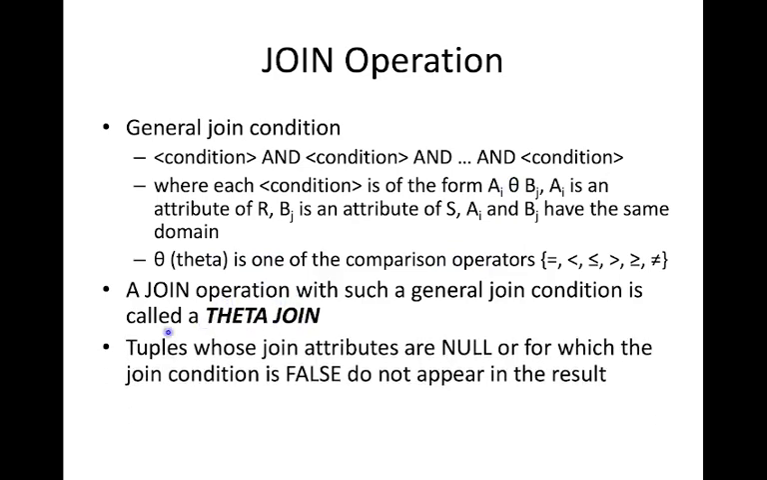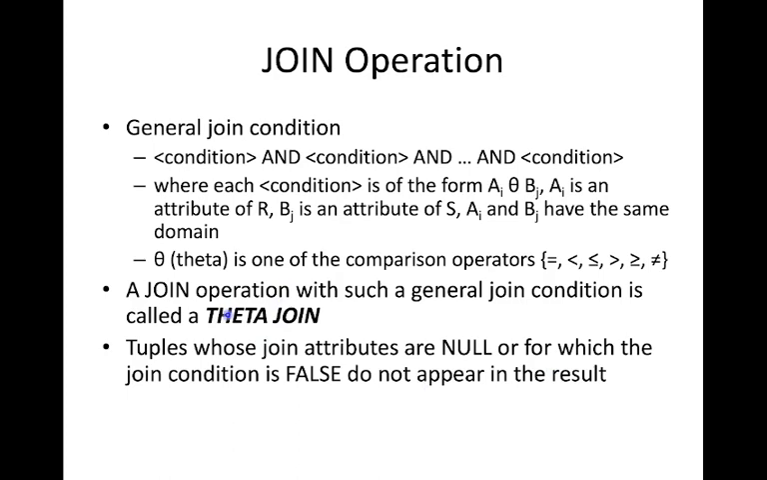Okay, theta join. Tuples whose join attributes are null or for which the join condition is false do not appear in the result. When we try to join using this join condition, say A and B are two different attributes. If the A attribute is null, then we cannot join on this condition. We cannot compare null less than 25. So in those cases, if join attributes are null or the join condition is false, then they do not appear in the result. That is the case of theta join.